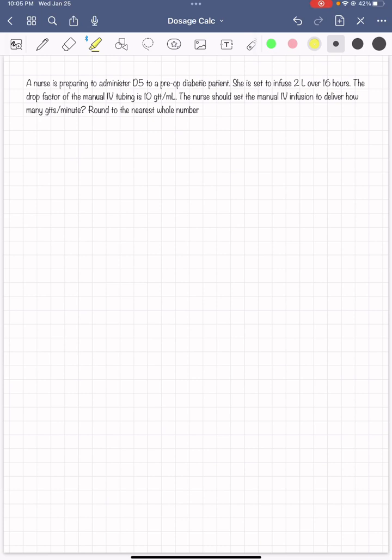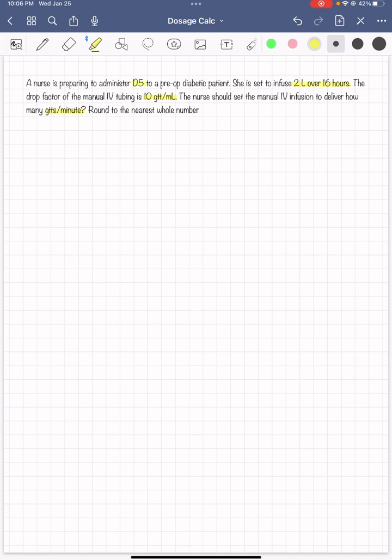So let's see what this question's asking us. I need to infuse 2 liters of this D5 solution over 16 hours. The drop factor gives me 10 drops per milliliter. So every milliliter of fluid contains about 10 drops. And what do I have to deliver? I need to find out how many drops of D5 I'm giving my patient per minute.